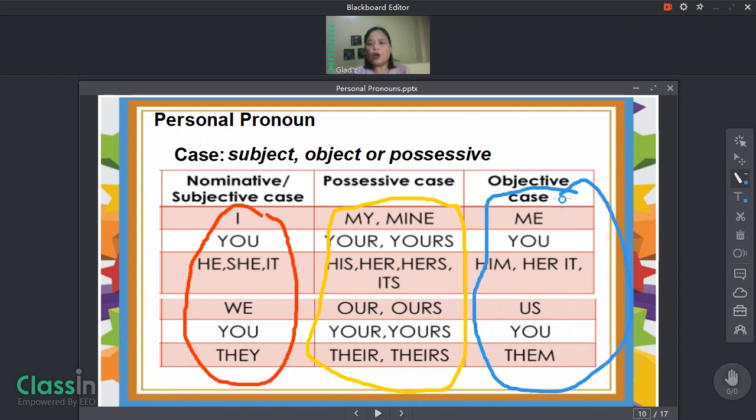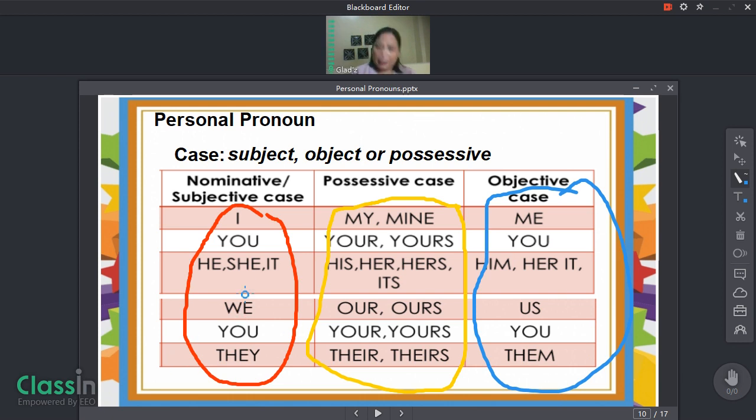So those pronouns under the subjective case, like what I told you a while ago, are the only pronouns used as a subject. Same with the possessive case and the objective case. A possessive case cannot be used as a subject in the sentence. Same with the objective case, we cannot use the pronouns under the objective case as a subject.